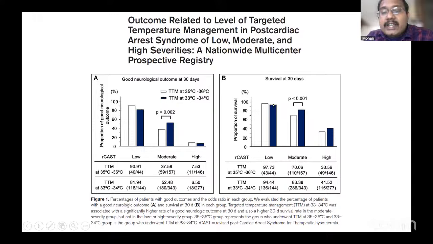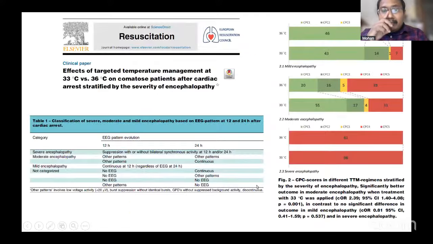So what we can see here is that with rCAST score low or high, it's not making much of a difference. But when TTM is given for the moderate severity, the survival as well as the good neurological outcomes fare better in the group which has received 33 to 34 degrees centigrade. So this is just one study.